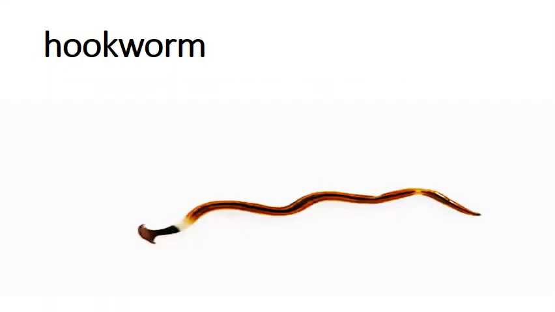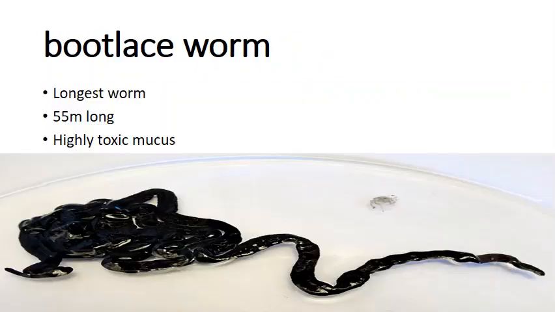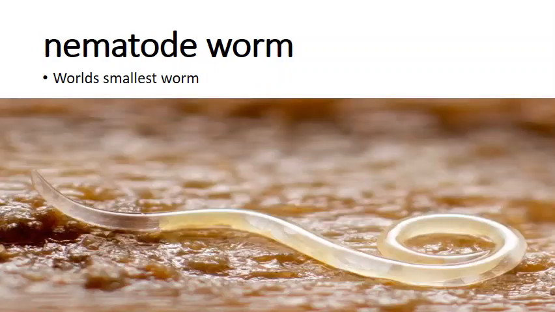Hookworm, centipede, millipede, bootlace worm. Bootlace worms are said to be the longest worm in the world. Their maximum length is 55 meters. They produce a very highly toxic mucus, and they can even eat a cockroach. Now this is the world's smallest worm, nematode. In the picture it looks very long, but basically it's a very small worm.